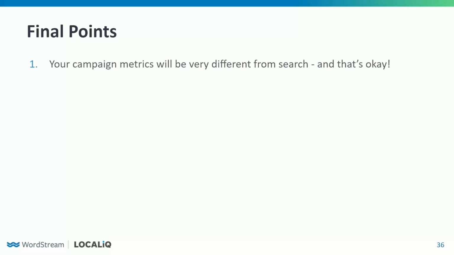So the first one that we want to make sure that you always remember and keep in mind is that your display campaign metrics may be very different from search, and that's okay. The click-through rate might be a little bit lower, the impressions might be a little bit higher. Just bear in mind that it functions and acts a little bit differently from search. It's a little bit more passive. You know, we're not just getting those people actively looking for you, we're following them around and showing them when they're not necessarily looking for you. So that's going to yield different results.